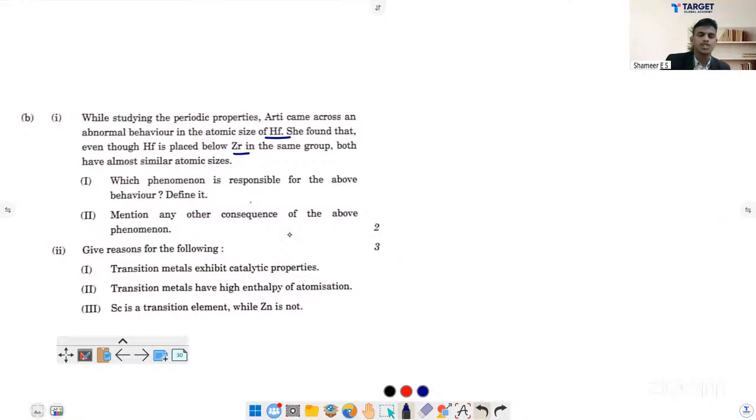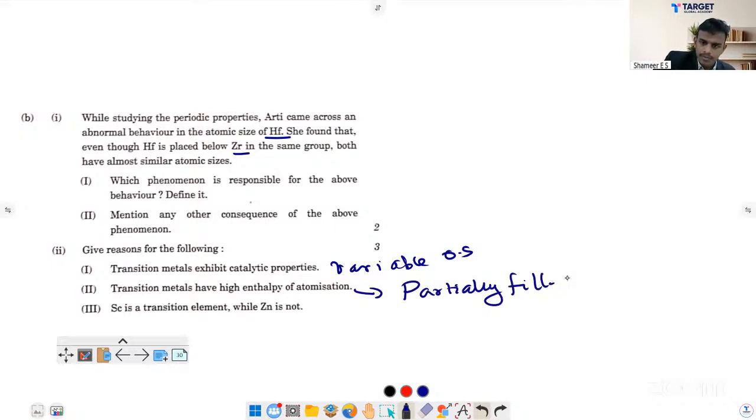Give reason. Transition metals exhibit catalytic property due to the variable oxidation state. Transition metals have high enthalpy of atomization due to partially filled d orbitals. Scandium is a transition element, but zinc is not, due to fully filled d orbitals.